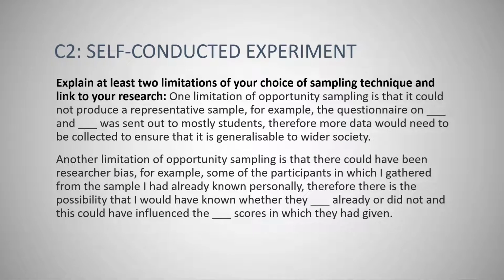Explain at least 2 limitations of your choice of the sampling technique and link to your research. One limitation of opportunity sampling is that it could not produce a representative sample. For example, the questionnaire on something and something was sent out to mostly students. Therefore, more data would need to be collected to ensure that it is generalizable to wider society.